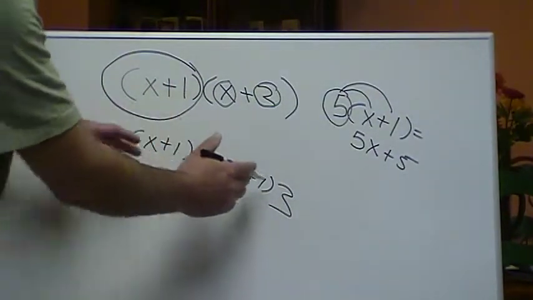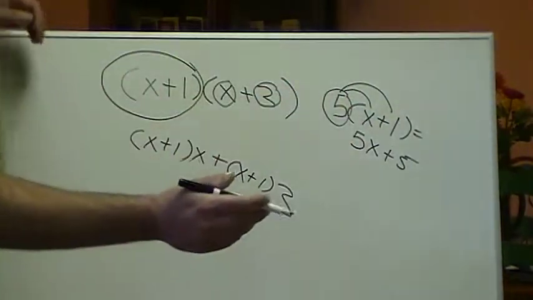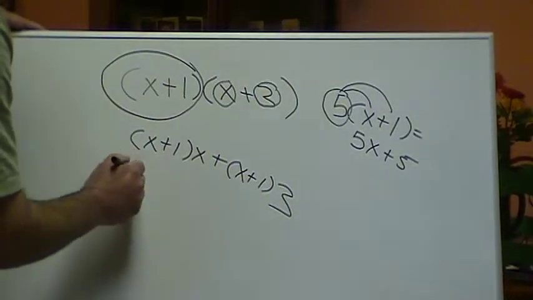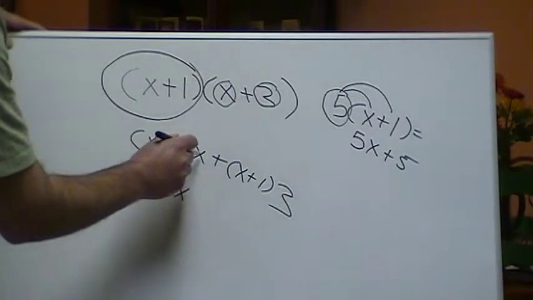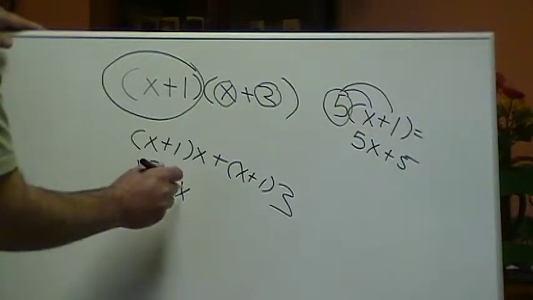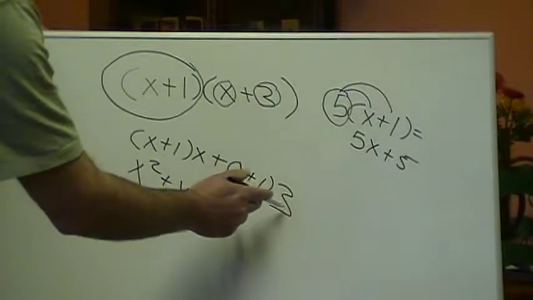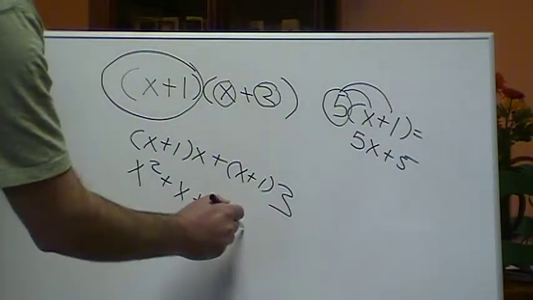Now we've essentially broken this one problem down into two problems. But we know how to do these two problems because it's nothing more than the very basic distributive property. So we're going to take this x plus 1 multiplied by an x. So it's going to be x squared plus x. It's just going to be that x times this x squared. This x times the 1 is going to be x. Plus this 3 times the x, 3x. This 3 times the 1, plus 3.